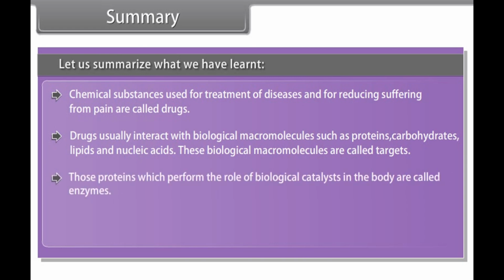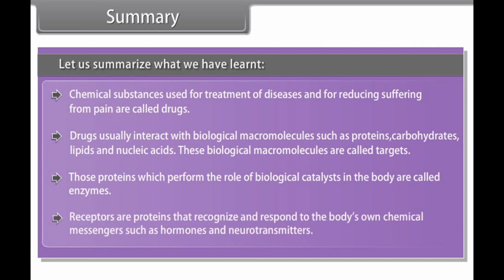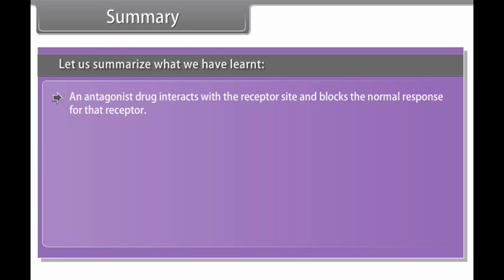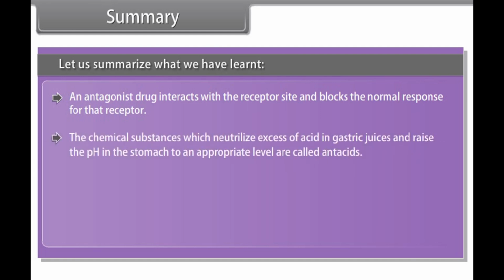Those proteins which perform the role of biological catalysts in the body are called enzymes. Receptors are proteins that recognize and respond to the body's own chemical messengers such as hormones and neurotransmitters. An antagonist drug interacts with the receptor site and blocks the normal response for that receptor. The chemical substances which neutralize excess of acid in gastric juices and raise the pH in the stomach to an appropriate level are called antacids.